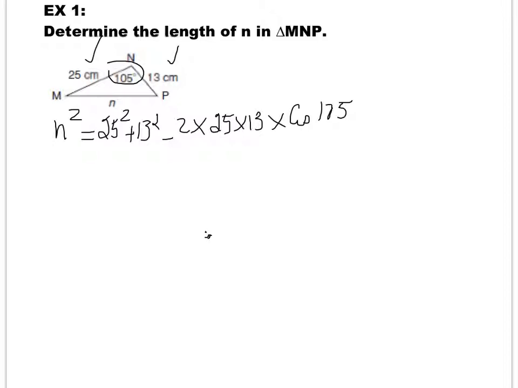If you simplify the right hand side, we get that n squared is going to be equal to 962.23. If I take the square root of both sides, I'm going to get n is approximately 31.01 centimeters.